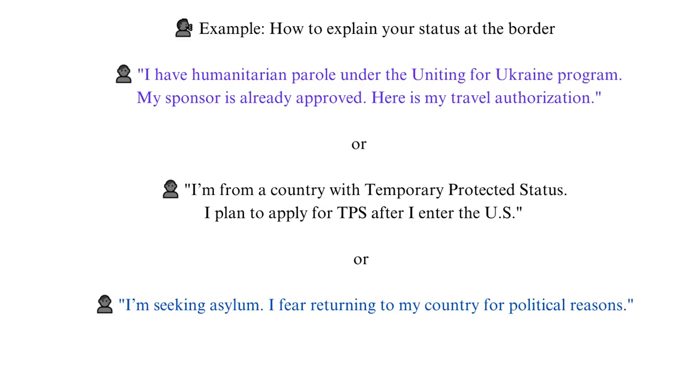How to explain your status at the border. Examples: I have humanitarian parole under the Uniting for Ukraine program. My sponsor is already approved. Here is my travel authorization. Or, I'm from a country with temporary protected status. I plan to apply for TPS after I enter the US. Or, I'm seeking asylum. I fear returning to my country for political reasons.